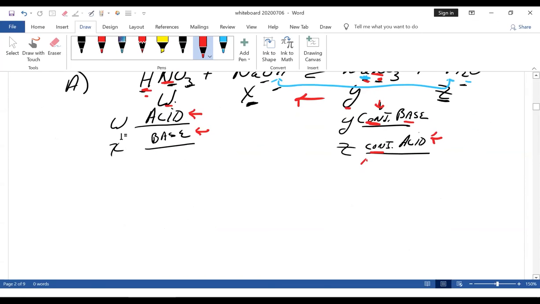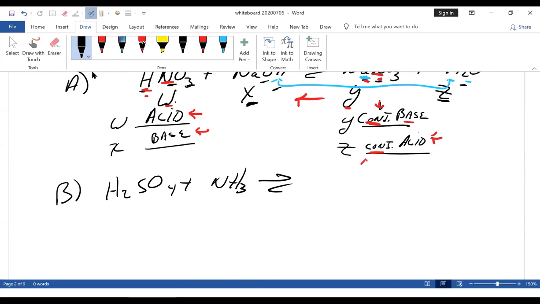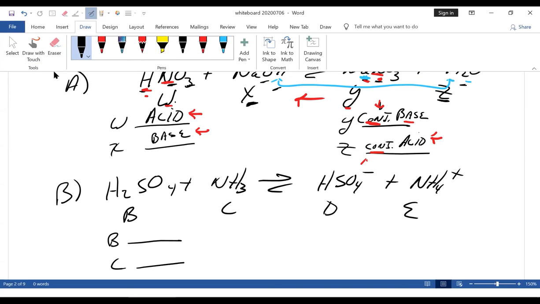And since Dr. White loves to share, I'm gonna have you try one on your own. Why don't you try to label B, C, D, and E, acid, conjugate base. And I'll let you have some fun.